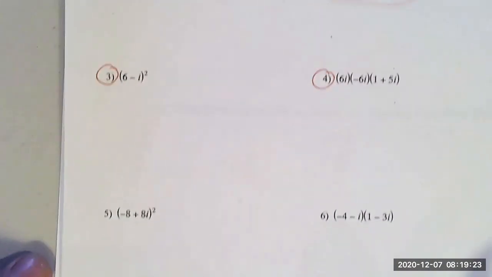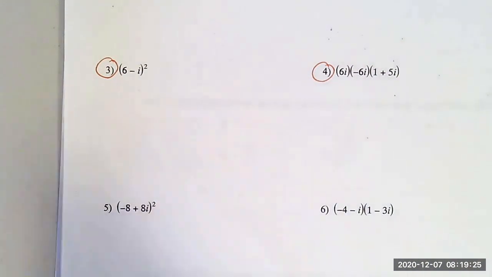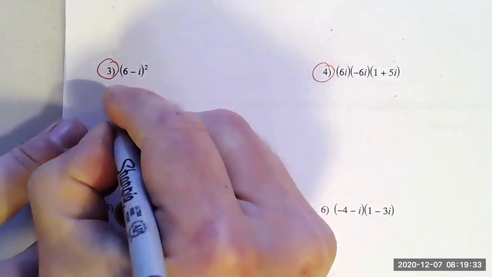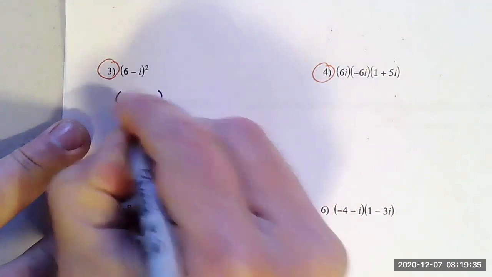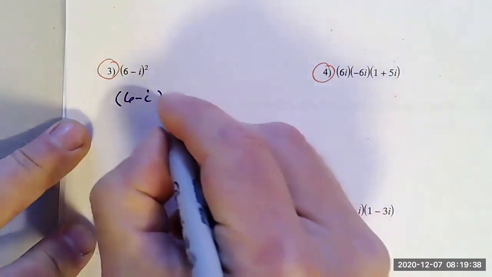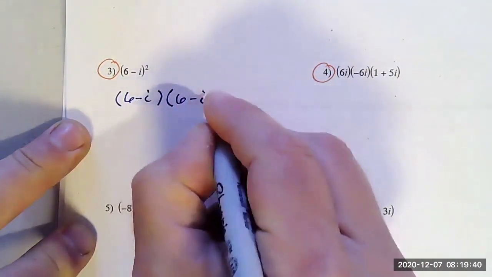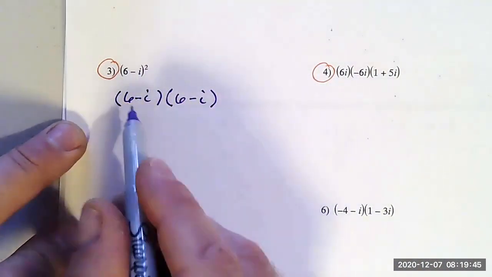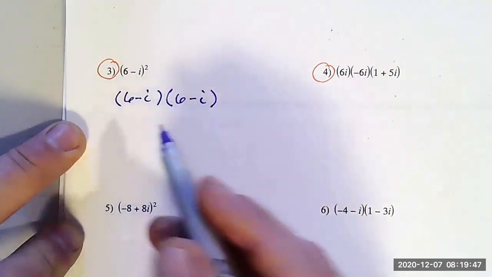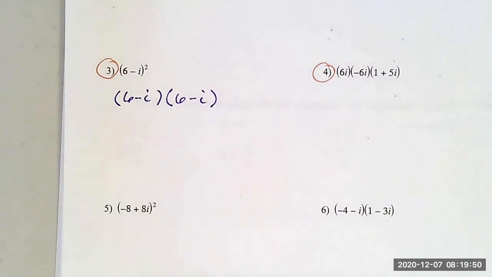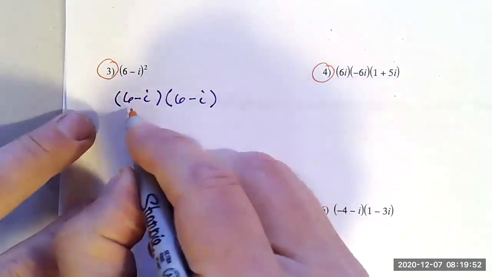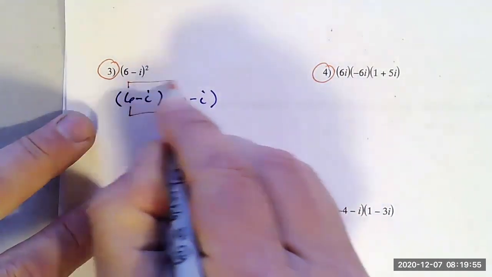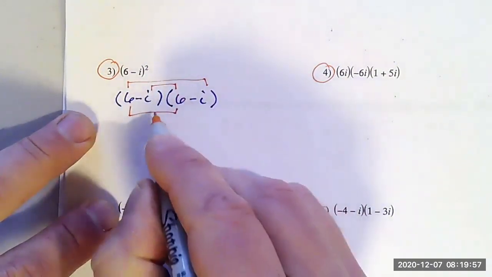Problem 3 is a product of two binomials. It's a binomial squared. So the first step would be to rewrite it as 6 subtract i times 6 subtract i. And now you need to use FOIL: first, outside, inside, last. It's double distribution. So it's the first terms, the outside, the inside, and the last.